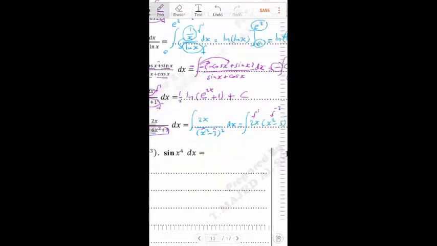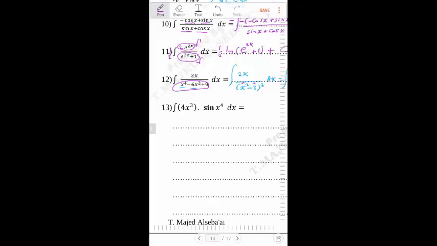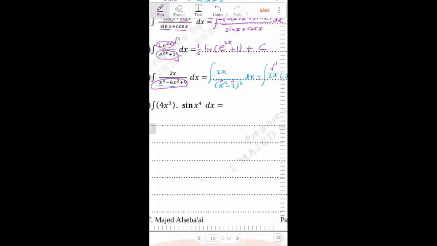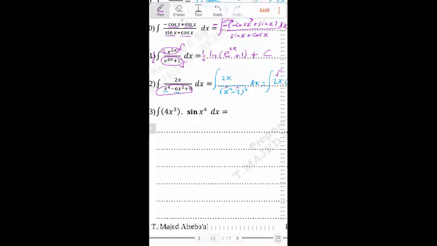Okay? Now I need you to go to question number 13. In question number 13, there is a really important difference which I need you to be aware of. See question number 13. Isn't this the differentiation of this? Yes, this is the differentiation of this.